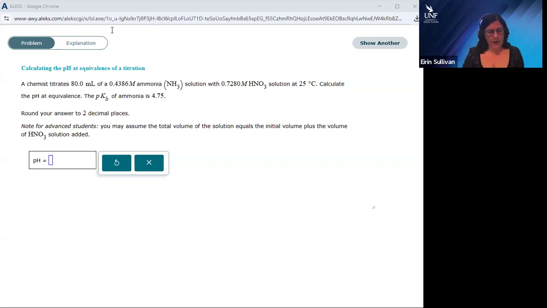Because in this case, our weak base is ammonia. So ammonia is going to get titrated by strong acid, and neutralization will occur. But because our base is weak, the product of that neutralization, the conjugate acid, is in and of itself a weak acid. So we're going to have to consider the hydrolysis of that ammonium, in this case with water, so that's going to require an ice table.